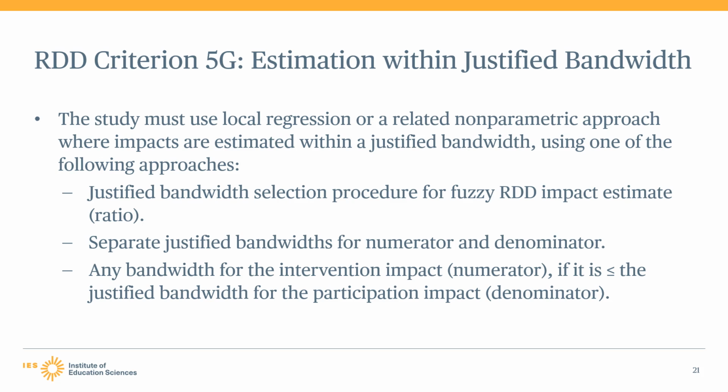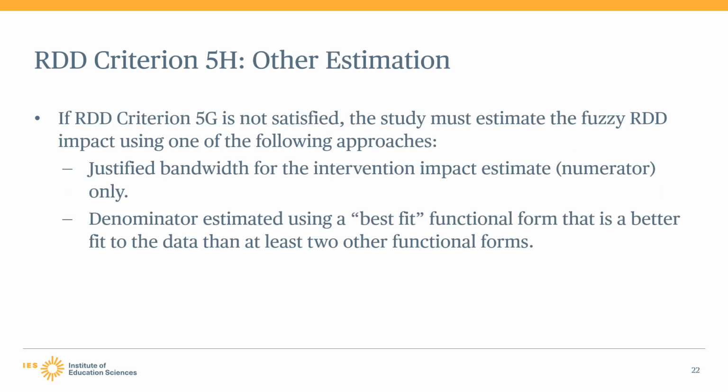And finally, a third acceptable approach is when the bandwidth selected for the intervention impact estimate, the numerator, is not justified, as long as that bandwidth is smaller than or equal to a justified bandwidth selected for the participation impact estimate, the denominator. You may recall that for a fuzzy RDD finding to be eligible to receive the highest possible WWC research rating, the finding must meet RDD Criterion 5G. Thus, for fuzzy RDDs that do not satisfy RDD Criterion 5G, they can instead satisfy RDD Criterion 5H and still be eligible to meet WWC standards with reservations.